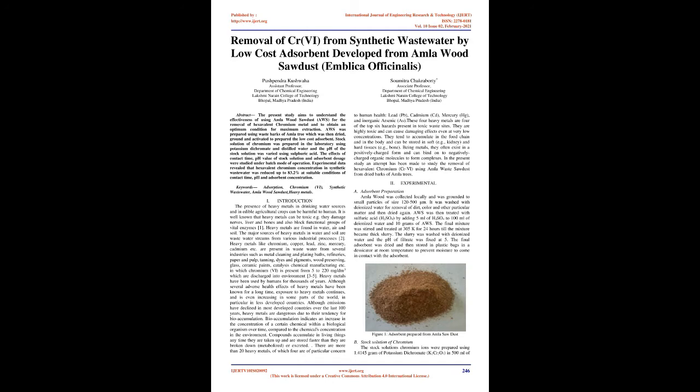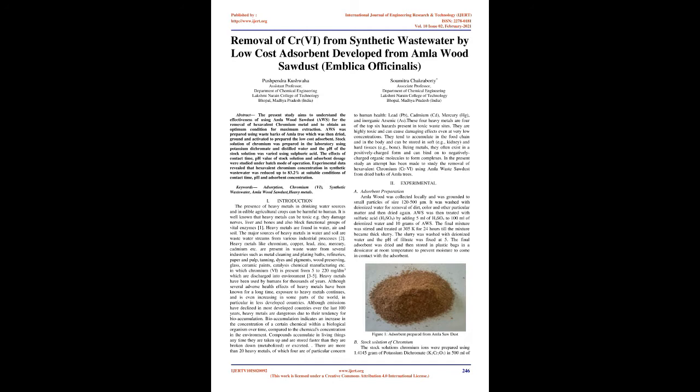Compounds accumulate in living things any time they are taken up and are stored faster than they are broken down, metabolized, or excreted. There are more than 20 heavy metals, of which 4 are of particular concern to human health: lead, Pb, cadmium, Cd, mercury, Hg, and inorganic arsenic, As. These 4 heavy metals are 4 of the top 6 hazards present in toxic waste sites. They are highly toxic and can cause damaging effects even at very low concentrations.